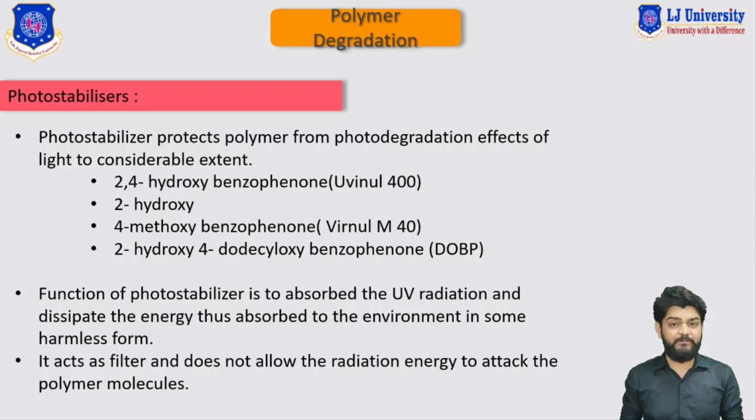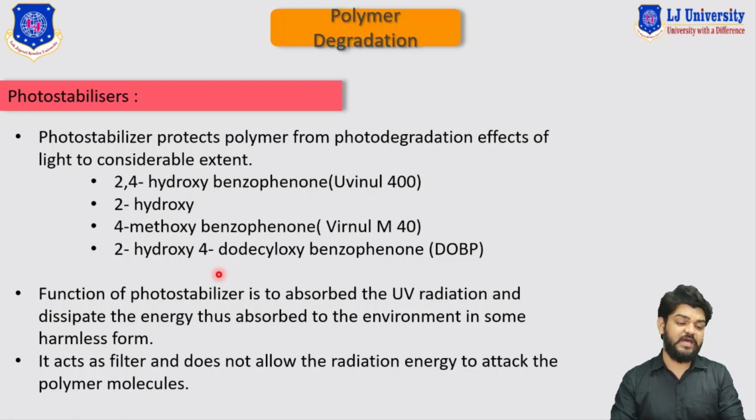There are different types of photostabilizers. As you can see here on the screen, some examples are 2,4-hydroxy benzophenone, which is generally known as Uvinul 400, then 2-hydroxy-4-methoxy benzophenone, and lastly we have DOBP. All of these are photostabilizers which are used to protect our polymer from harmful ultraviolet rays. So let's see what is the actual function of these photostabilizers.